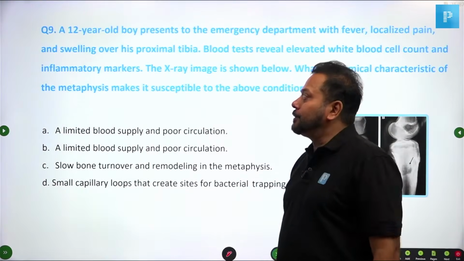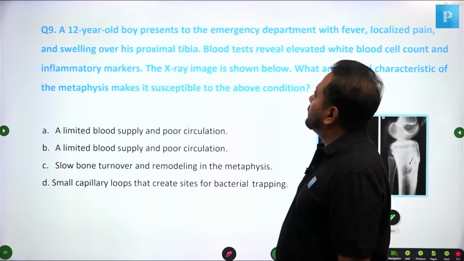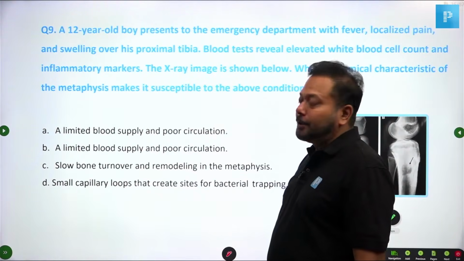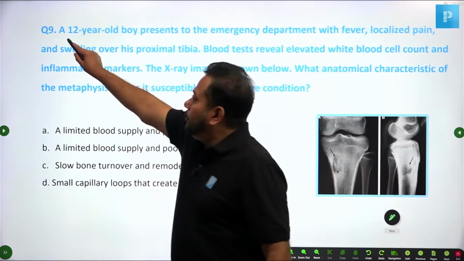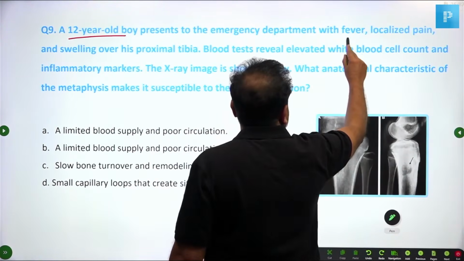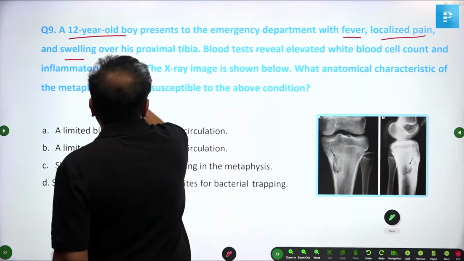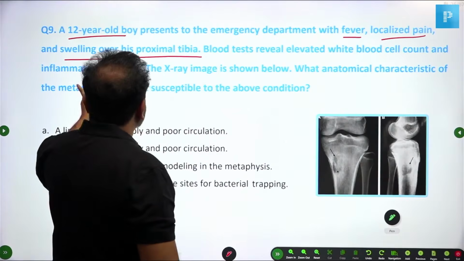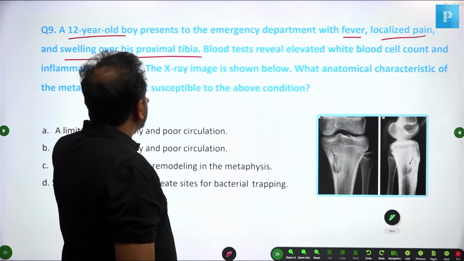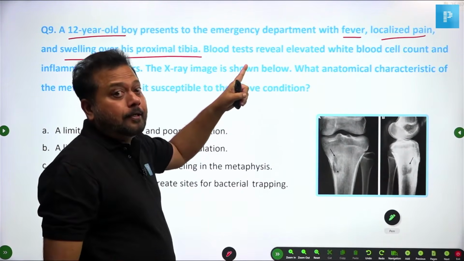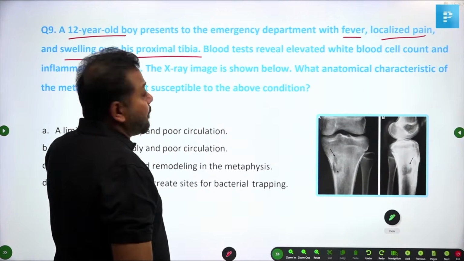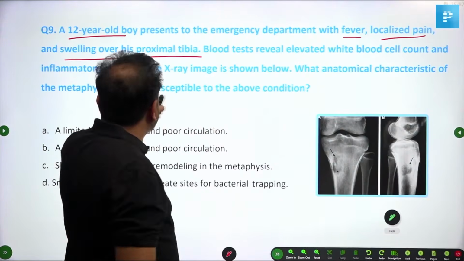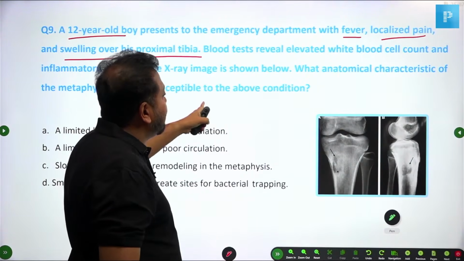Coming to the 9th question. A 12-year-old boy presents to the emergency department with fever, localized pain and swelling over the proximal tibia. Blood test reveals elevated white blood cell count and inflammatory markers, like C-reactive protein probably. The X-ray image is shown below. What anatomical characteristic of the metaphysis makes it susceptible to the above condition?